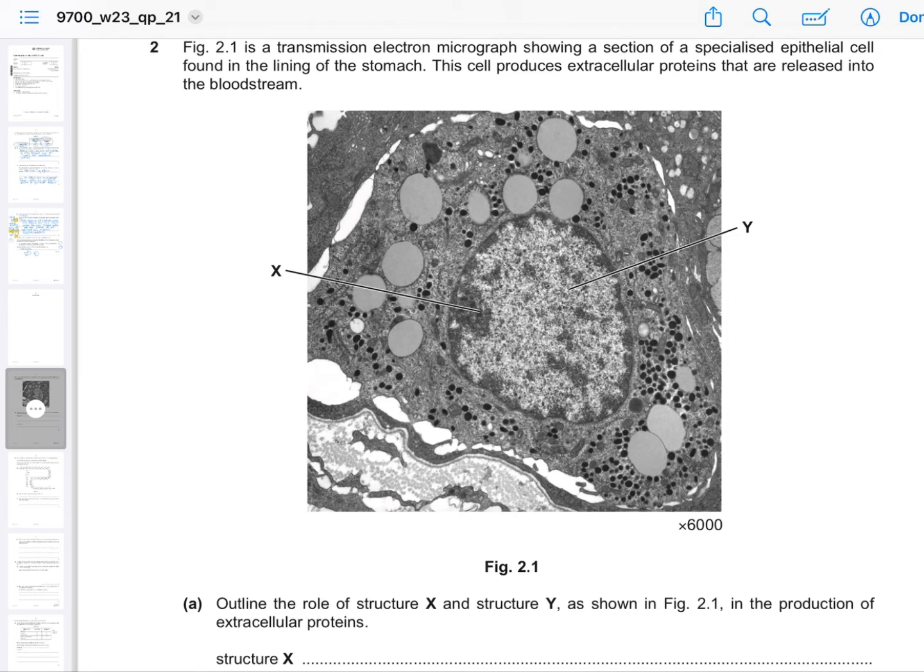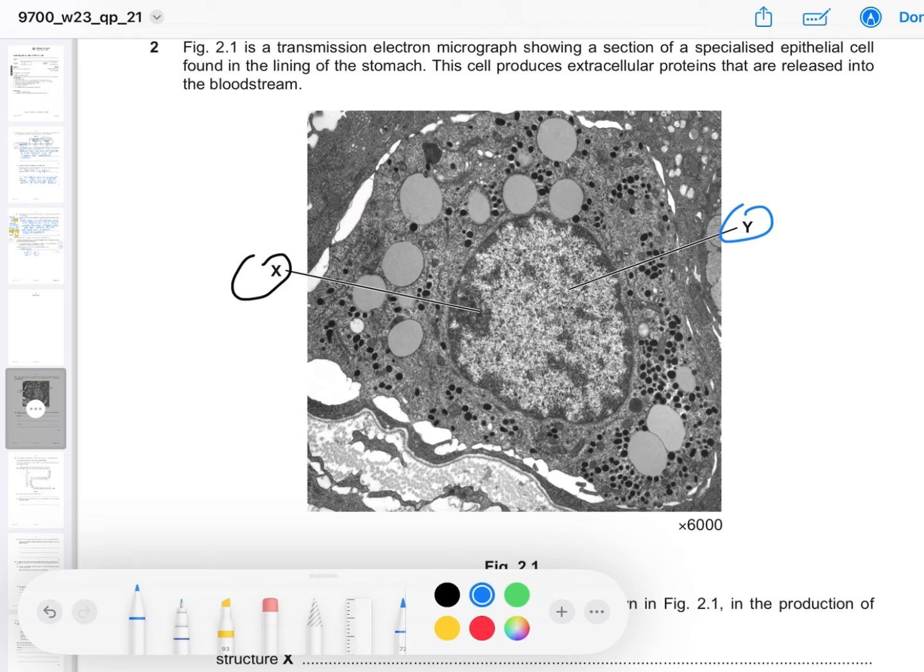To recognize structures X and Y, let me switch colors to blue. So to recognize X and Y, you would need to identify this entire membrane bound organelle as the nucleus, which is surrounded by these dark spots, which are ribosomes, and these structures as vesicles. So now that we have identified the larger organelle as the nucleus, we know that the nucleus has chromosomes in the form of chromatin, and it's also got a nucleolus.